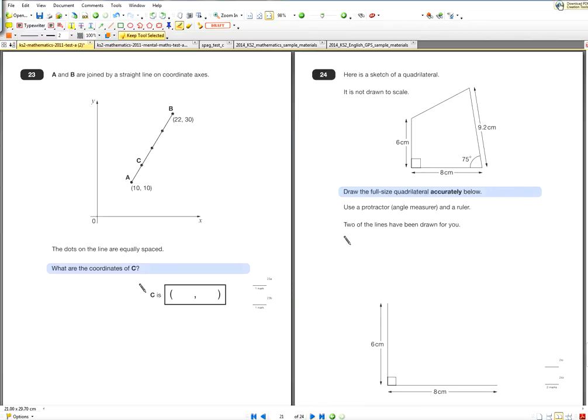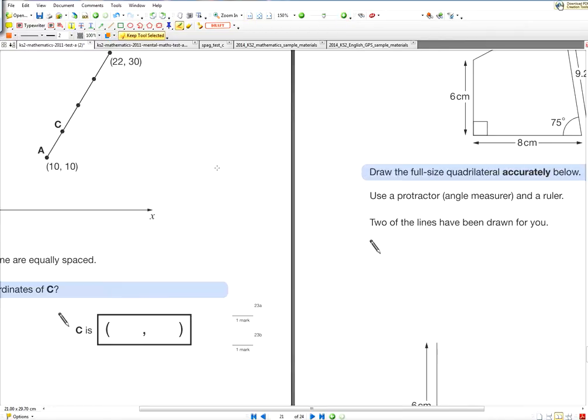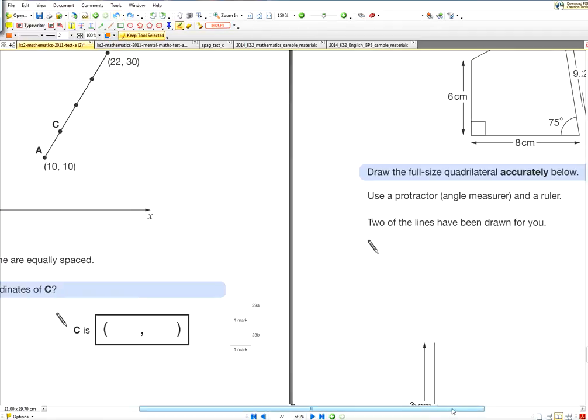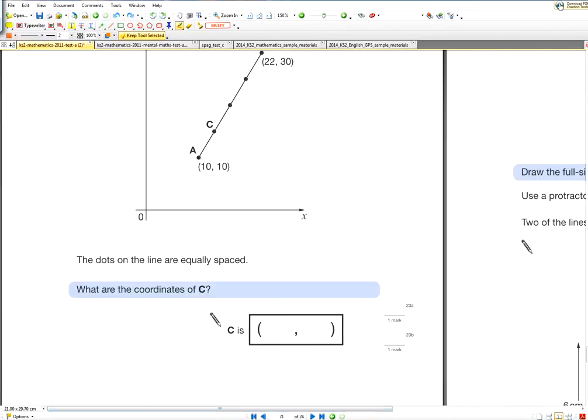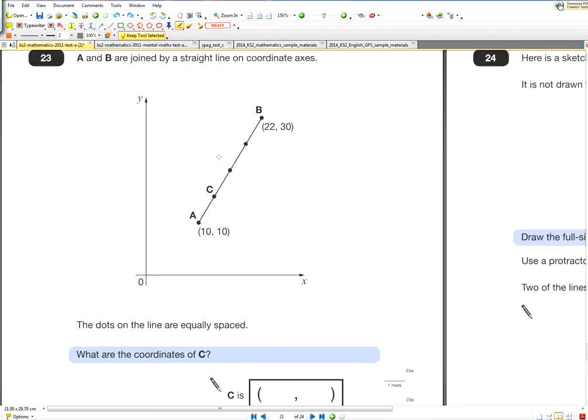Okay, question number 23. It says A and B are joined by a straight line. Let's make this slightly bigger, even bigger. Oops, that was not supposed to be that. Massive. Okay, let's make it nice and massive. Here we go.